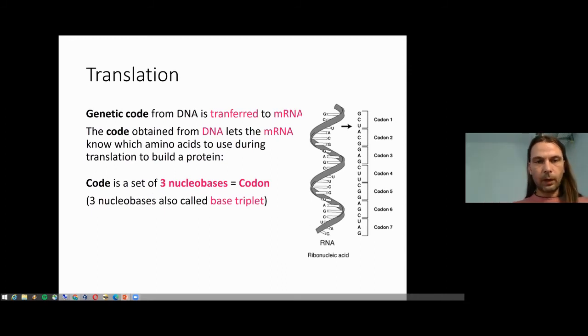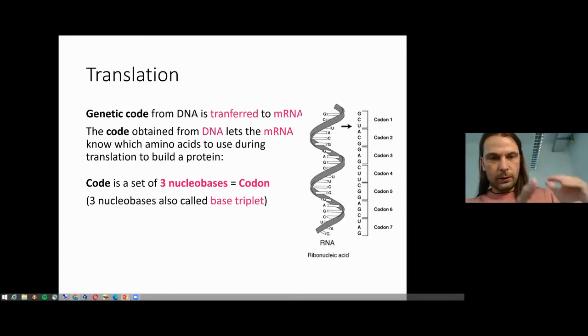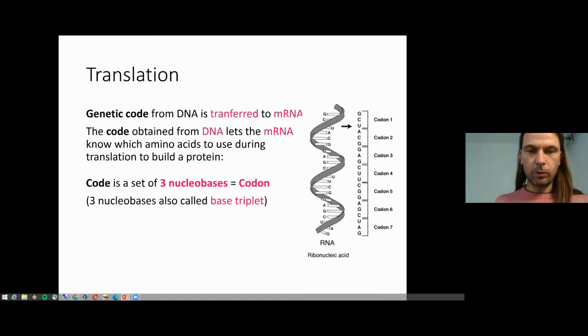So how do we go from the DNA sequence of nucleobases to an amino acid sequence? In the nucleus, we transfer DNA information, the genetic code, to messenger RNA. This code tells the messenger RNA which amino acids to use to build a protein by a sequence of 3 nucleobases, which we call a codon. So you see here a strand of RNA, and you see the respective nucleobases in sequence. Three of them, which you can call a base triplet, form a so-called codon. This is the genetic code, essentially, written in sequences of 3 letters.